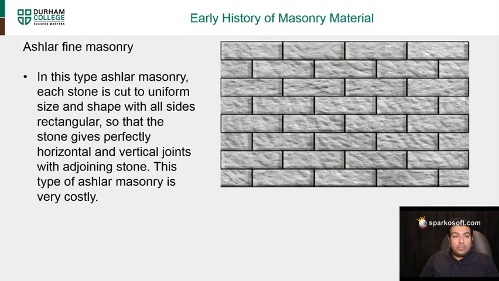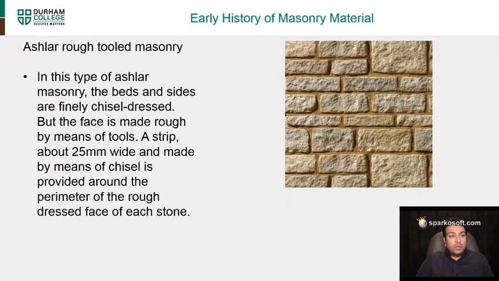So ashlar masonry. In this type of ashlar masonry, each stone is cut to uniform size. So in ashlar masonry, everything is uniform size, uniform shape with all sides rectangular, so that the stone gives perfectly horizontal and vertical joints. And this type of ashlar masonry, the fine ashlar masonry, is very costly.